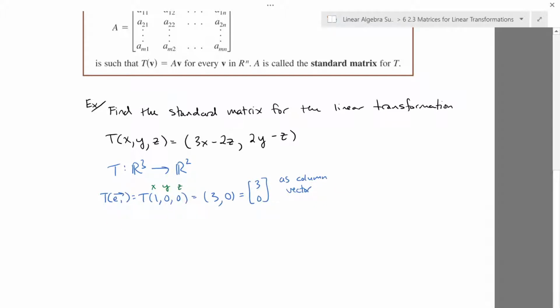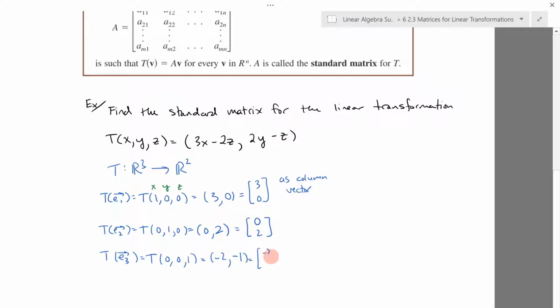And then we do the same for the other basis vectors. E2 would be the vector 0, 1, 0. Here now y is 1. So the first coordinate is 0. Second coordinate is 2 times 1, which is 2. So this is now the vector 0, 2. And now I transform E3, T of 0, 0, 1. So z is 1, the other coordinates are 0, so this would be negative 1 comma negative 1, written now as a column vector.